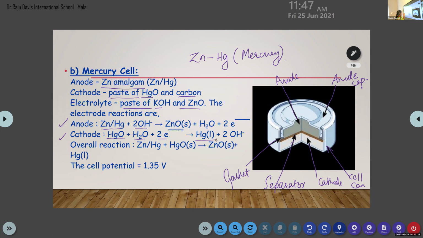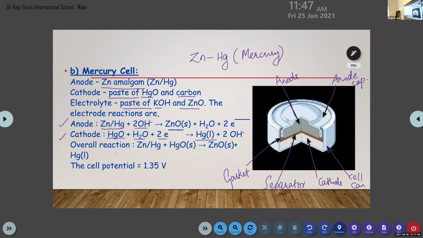In the first case, zinc amalgam, that means zinc, gains one oxygen and it becomes zinc oxide. That's why it belongs to the category of oxidation. And in the second reaction, this mercuric oxide loses oxygen and becomes mercury. That's why it is considered a reduction reaction.